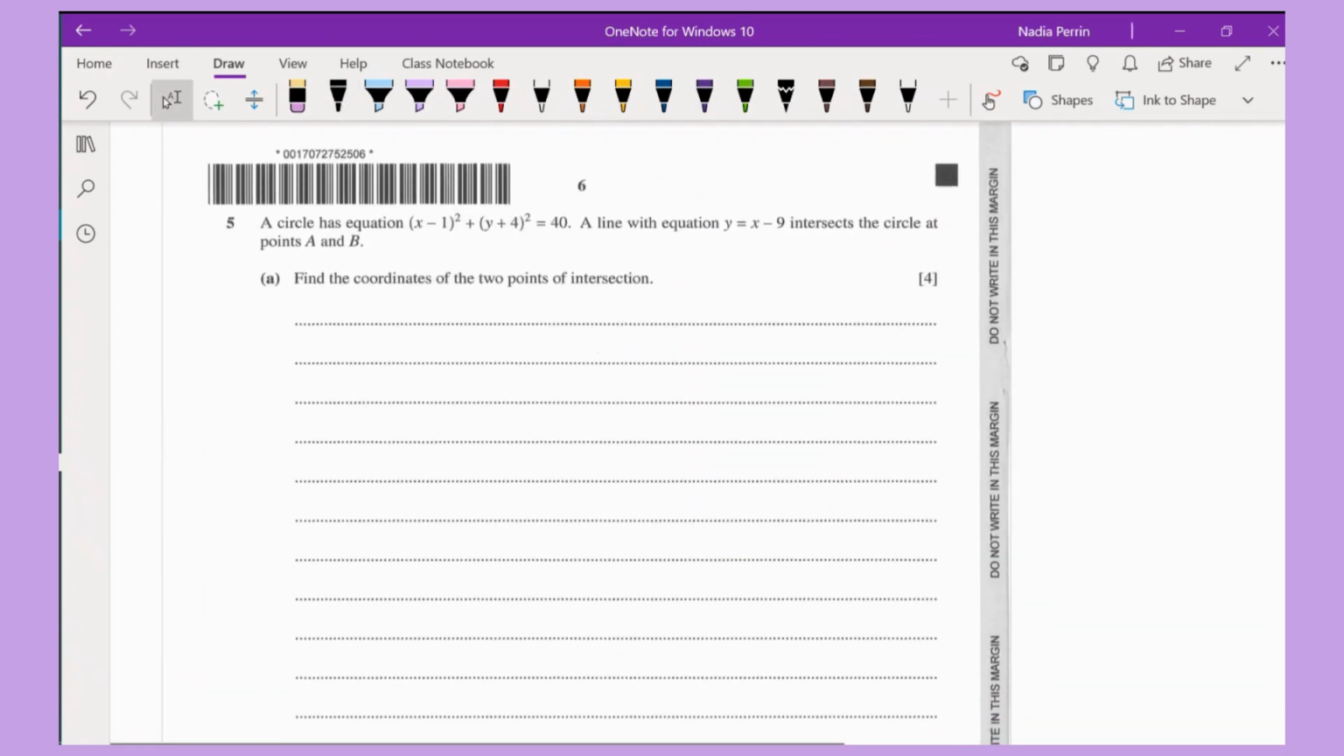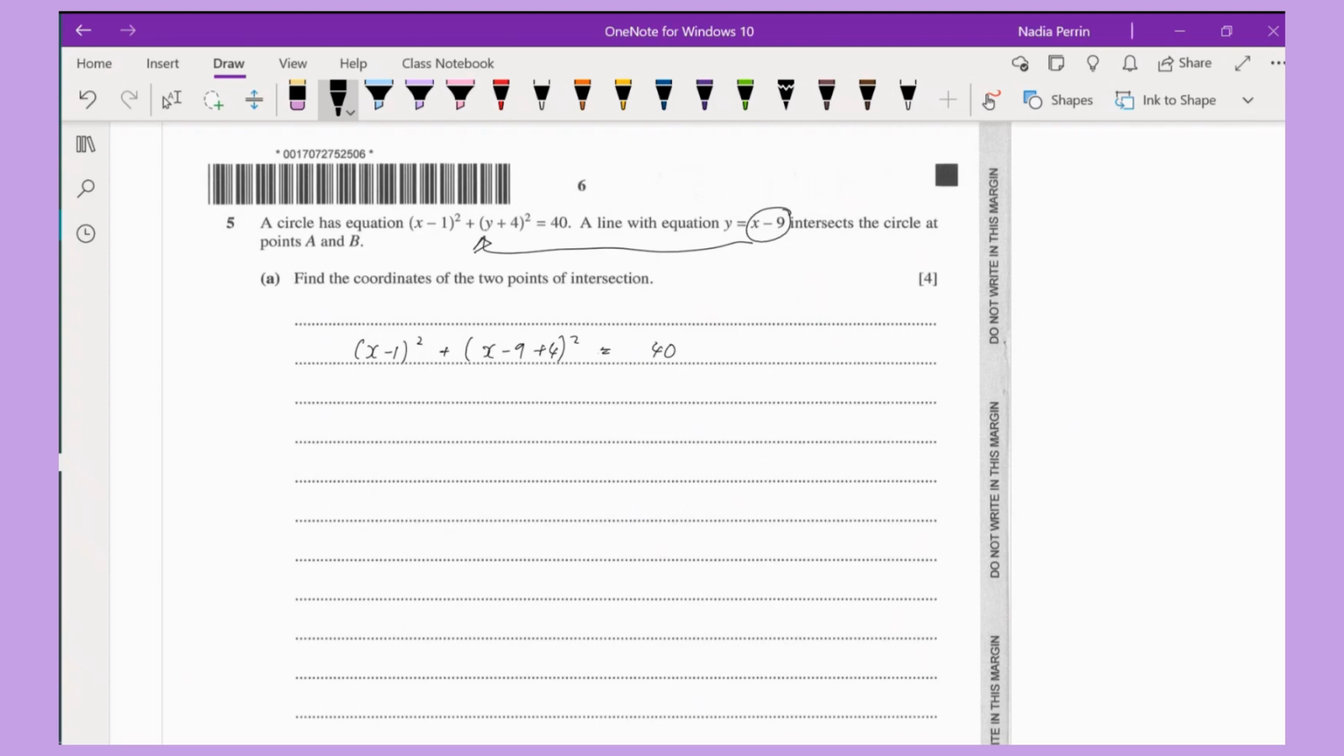Right, next question was a circle. So we have a circle and it's intersecting with a line. So what we're going to do there is simultaneous equations. So we're going to replace y in this one with x minus 9. So if I have x minus 9, I'm then going to be adding 4, and then I can just tidy that up.